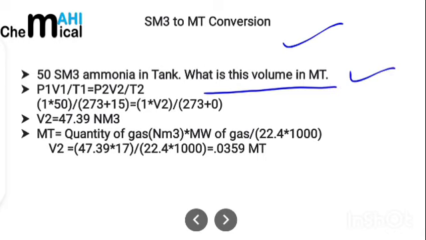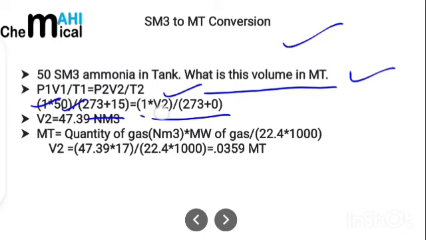We have to use P1 V1 by T1 is equal to P2 V2 by T2. Here pressure is given in this Sm³ case as 1. Volume is given as 50. Temperature is 15 degrees, so the bottom value is coming as 273 plus 15. And on the other side we have to convert it first into Nm³.